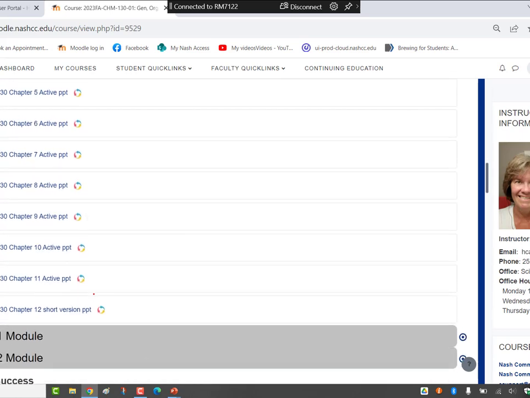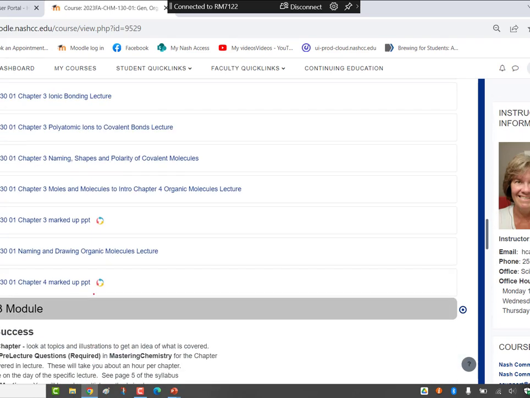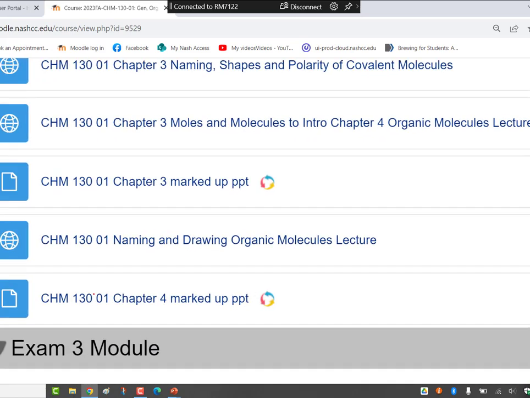You want to check if what you did is correct. You don't even have to go to your own notes. You can go to the exam 2 module. Do you see the chapter 4 marked up PowerPoint? That's the PowerPoint that I'm doing right now. So I have the blank PowerPoint, and then I have all of the answers in the marked up PowerPoint. So you could check yourself to practice, to go back through.